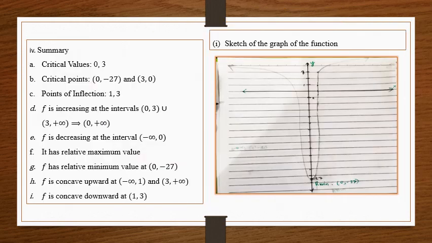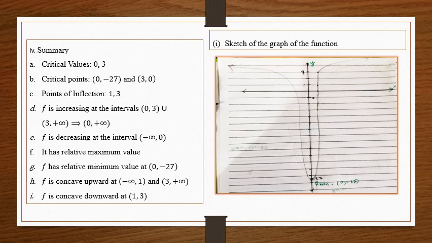Okay. So, here is the summary. Our critical values are 0 and 3. The critical points are (0, negative 27) and (3, 0). Then, the points of inflection are 1 and 3. F is increasing at the intervals 0 to 3, and then 3 to positive infinity. So, the union of these intervals is 0 to positive infinity.